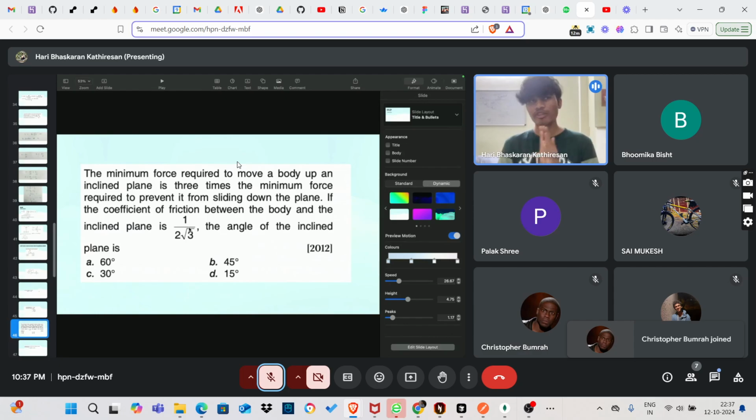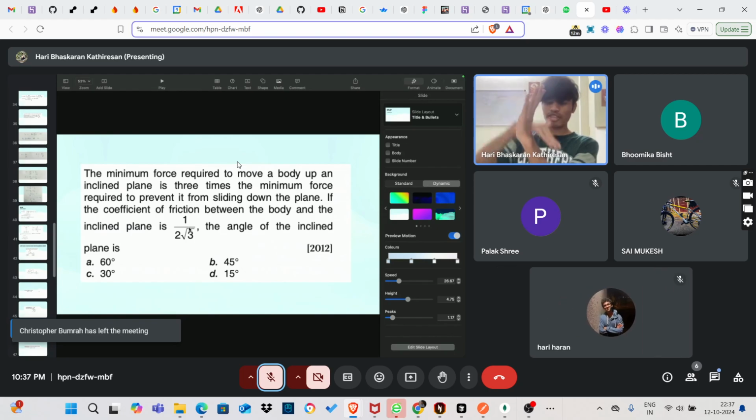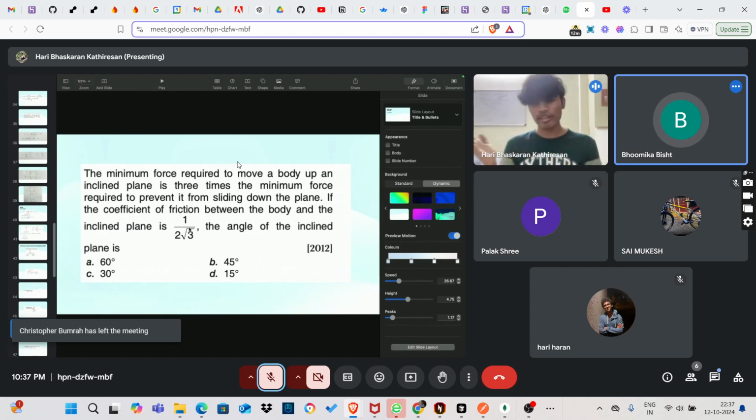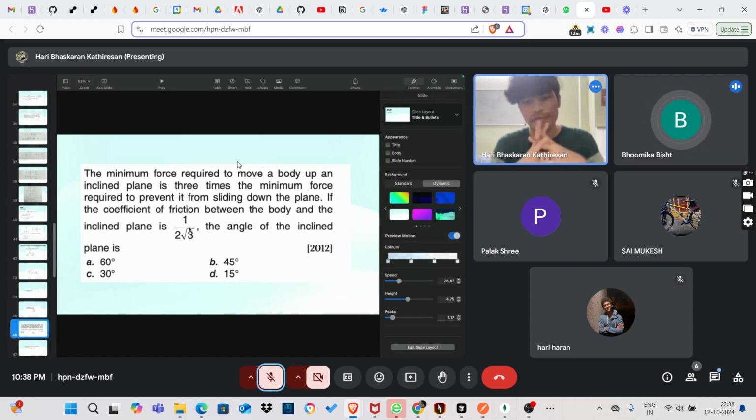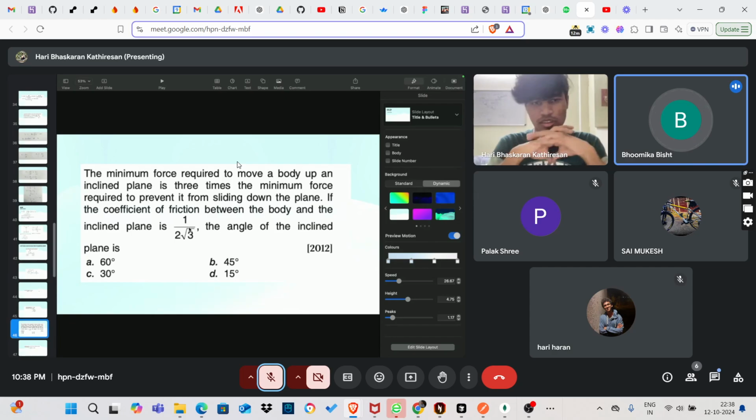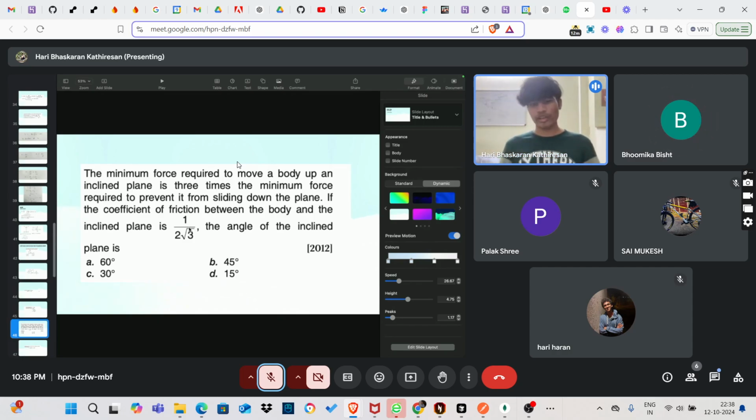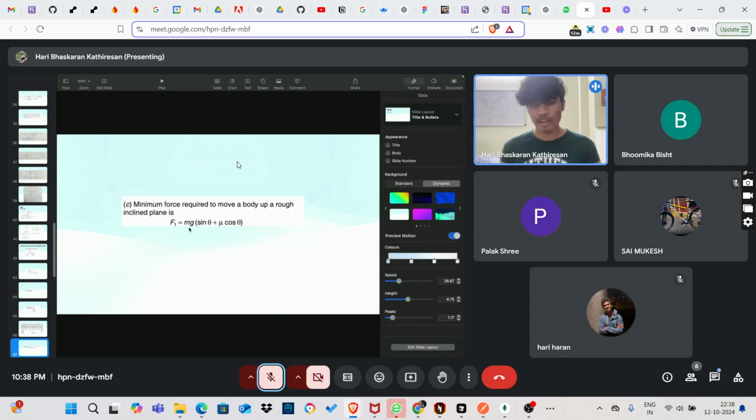So let's assume the force is F2. Now tell me the equation for F2. The wedge is sliding, you're holding it, you know the direction of mg sin theta, you know the direction of friction. So mg sin theta minus friction would be ma. That's F2. So you know the value of F1 and you know the value of F2.